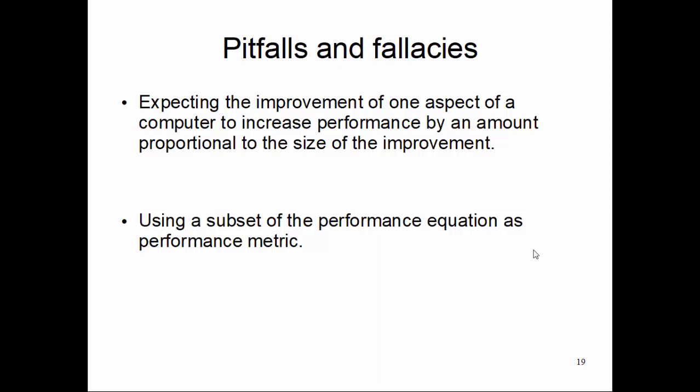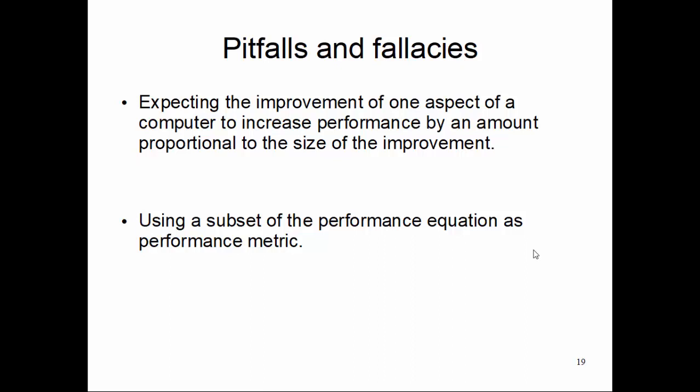Now, there are some pitfalls and fallacies. One is that you expect to improve one aspect of the computer to increase performance by an amount proportional to the size of the improvement. I'll give an example. Another pitfall is using a subset of the performance equation as a performance metric. The point is that sometimes we forget to look at the overall system performance.